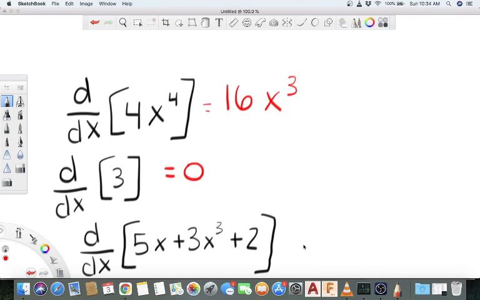Okay, so 5x, there's that imaginary 1 there. So it's going to equal 5, because x to the power of 1 minus 1 equals x to the power of 0, and x to the power of 0 is always going to equal 1. And then plus 3 times 3 is 9, x raised to the power of 3 minus 1, which equals 2. And then it's just plus 0. But you don't have to write that there.